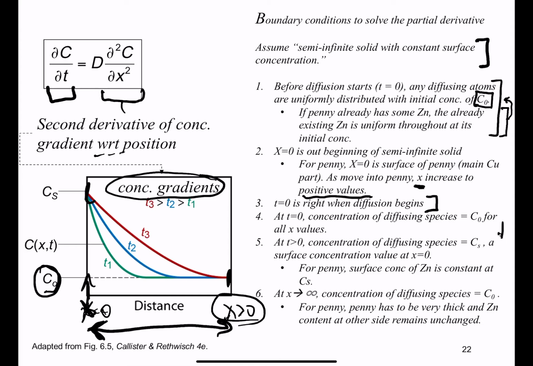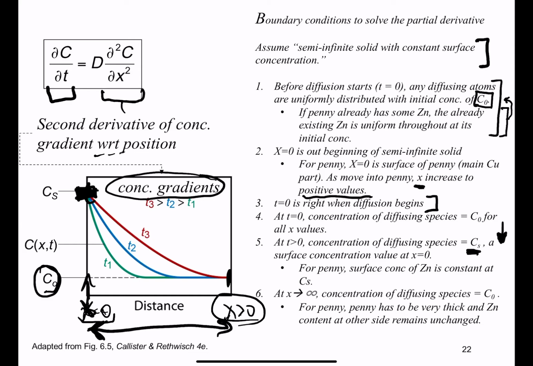Now, once we start the clock, so time is now building, and we're starting to evolve our concentration profiles. So at T greater than 0, the concentration of the diffusing species starts at a concentration value of CS, which is a surface concentration, and that is reflected by the numbers at x equals 0. Okay, so we see that all of these concentration profiles are anchored at that CS value. Okay, and they kind of decline from there as we go deeper into the copper penny.